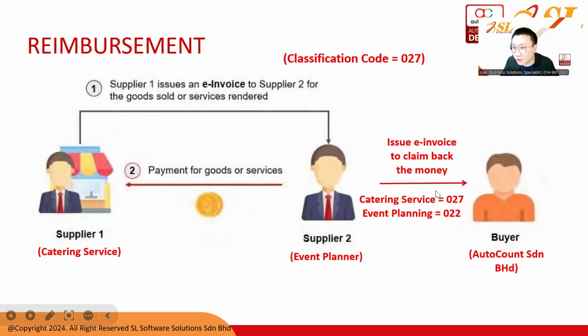So you break one invoice down into hotel service, catering service, and florist service. All these services you put classification code 027, because this is reimbursement. The last billing item is event planning fees. This one you charge, and it is your income, so you put 022. Okay, this is the whole concept of reimbursement.